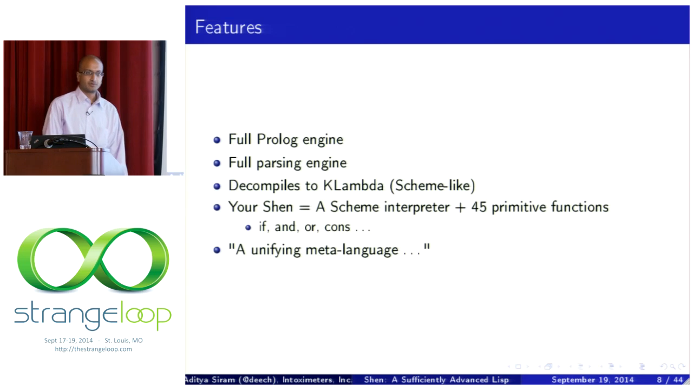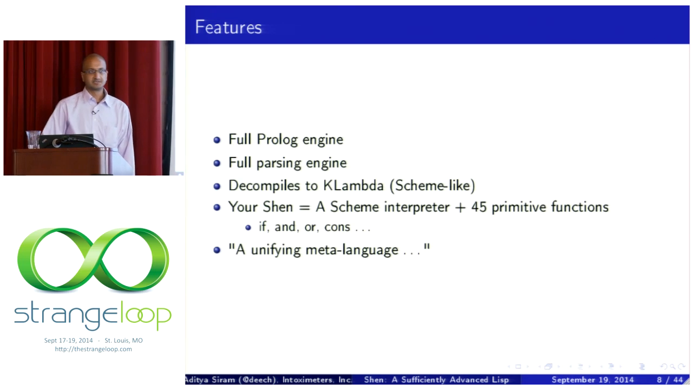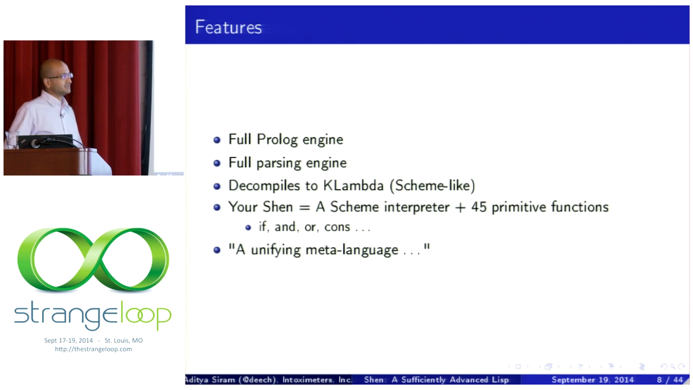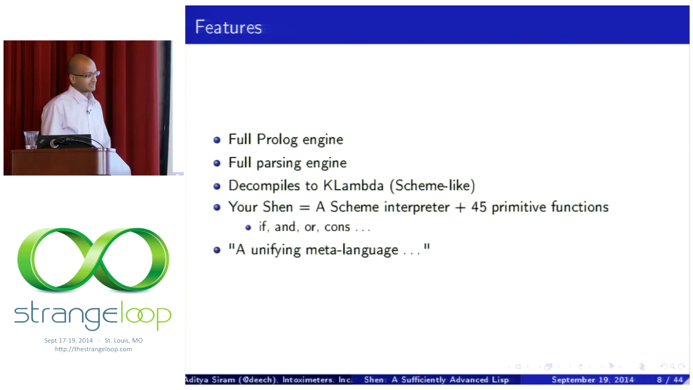It's also got a full Prolog engine, and the reason it has that is because the author needed Prolog to build his type checker and just expose that to the user. It's also got a full parsing engine for the same reason, because the author needed a parser to parse Shen code and just expose that to the user. We'll look at that more in a second.